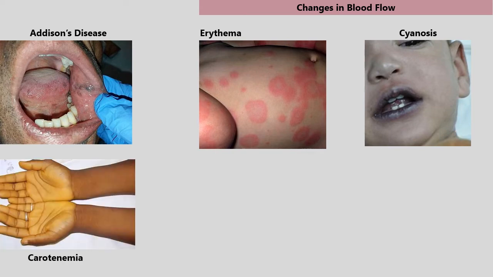There's another condition which is called your carotenemia. Okay, this comes from excess intake of carotene. Carotene is a lipid-soluble yellow pigment found in plants. For example, your carrots and corn. We normally ingest those vegetables. They are a good source of vitamin A.